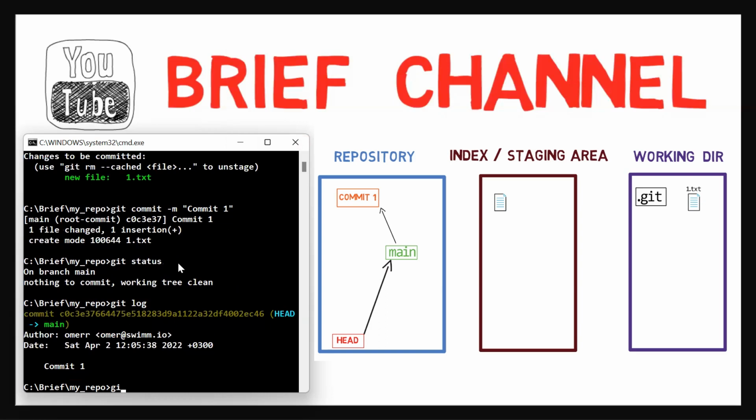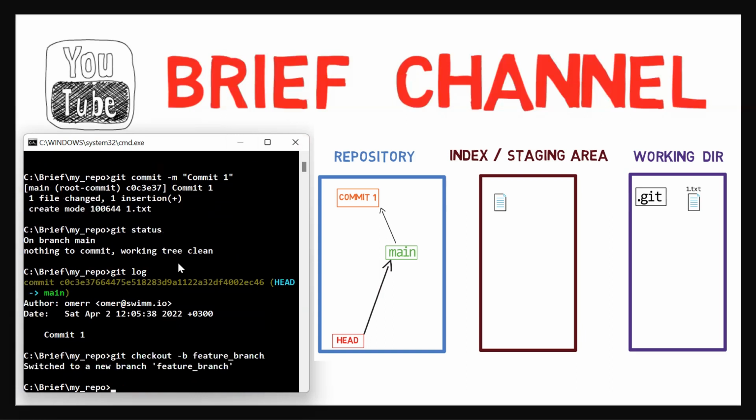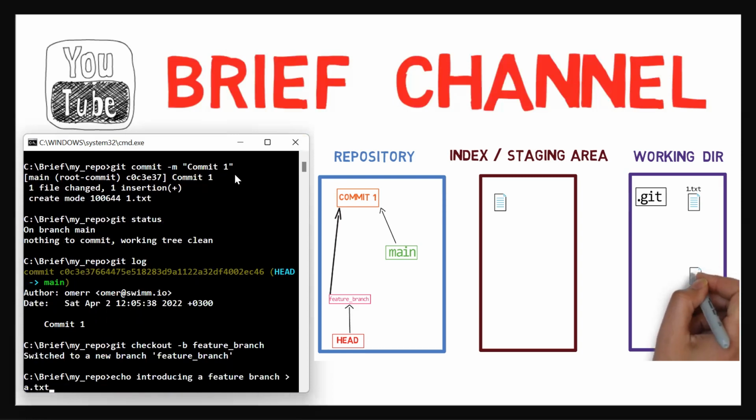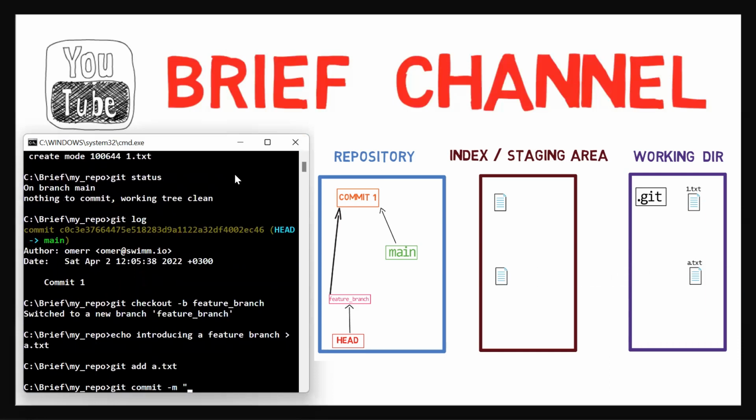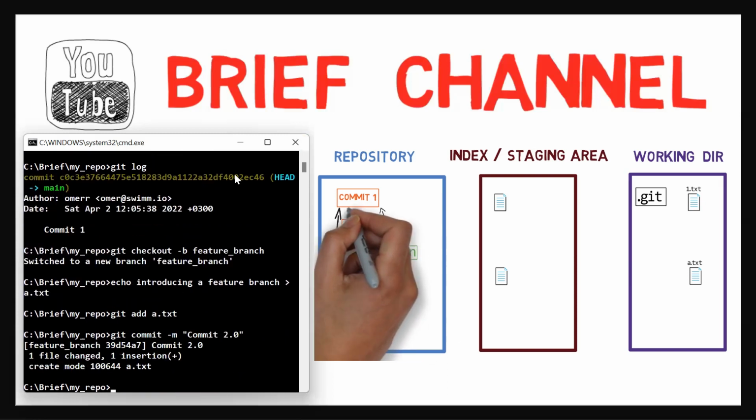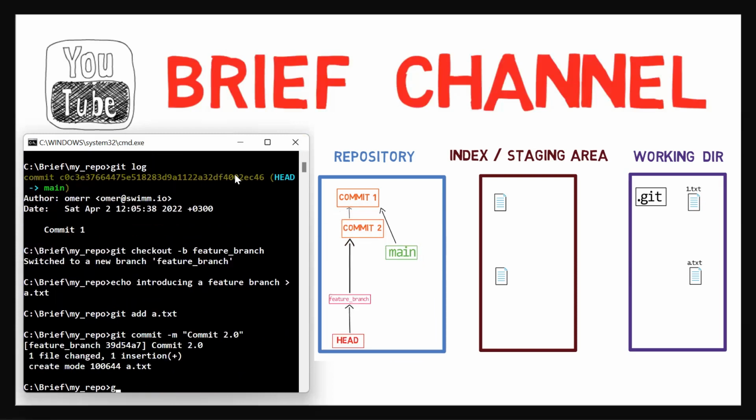So now let us create another branch and make some changes there. For that, I'm going to use git checkout -b. This creates the branch and switches to that branch, and we'll call it feature branch. So again, note that git checkout -b creates the branch feature branch and then also changes head to point to this branch. Now, let's create a file. I'll echo introducing a feature branch into a file called a.txt, and I'm going to stage this file and commit it. I'll call this commit 2. Cool.